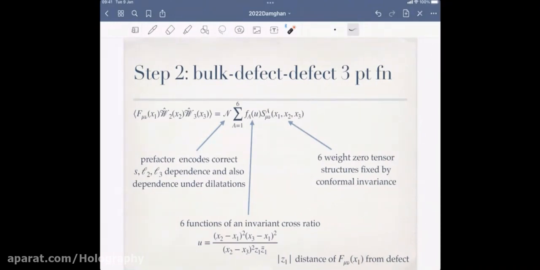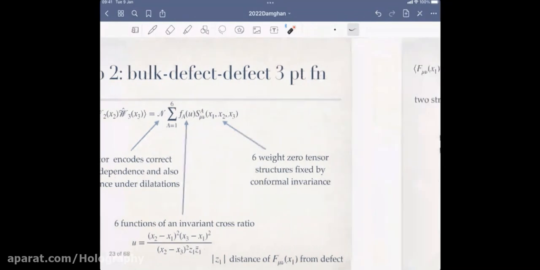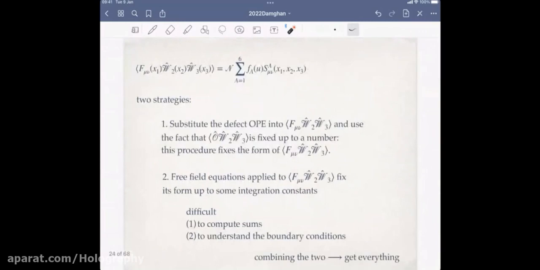And then there's this prefactor, which will encode the S, L2, and L3 dependence, the rotational angular momentum type dependence of the correlation function. So it's a real mess, but the procedure is kind of straightforward. There's 2 obvious things we could do.